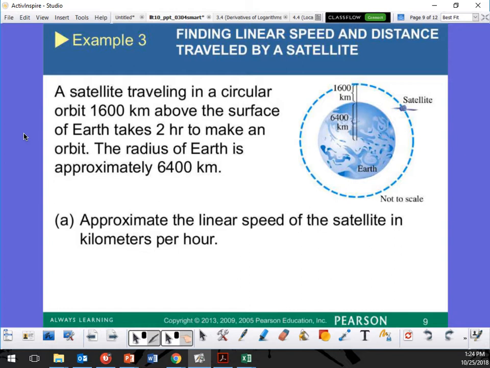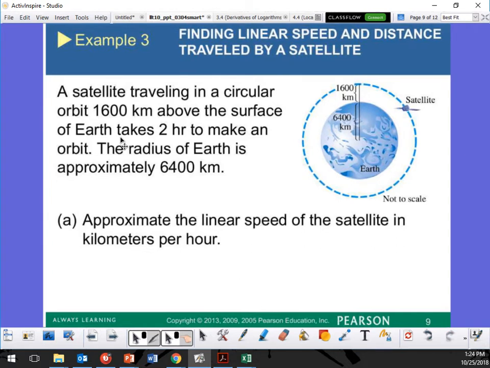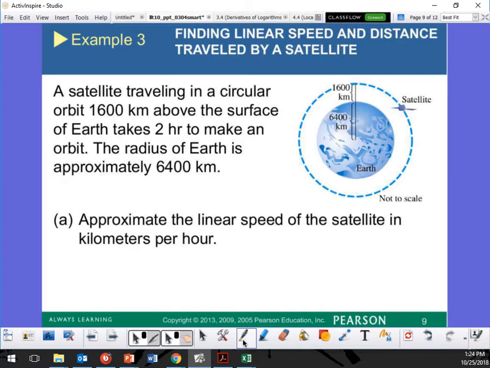Okay, so I'm going to add another slide to this. So the satellite takes 2 hours. What do you think 2 hours represents? Time. 2 hours represents my time. So I have t, right? Yes. So I'm going to say that t equals 2 hours. Very good. So let's list what we have. So t equals 2 hours. What else do I have?